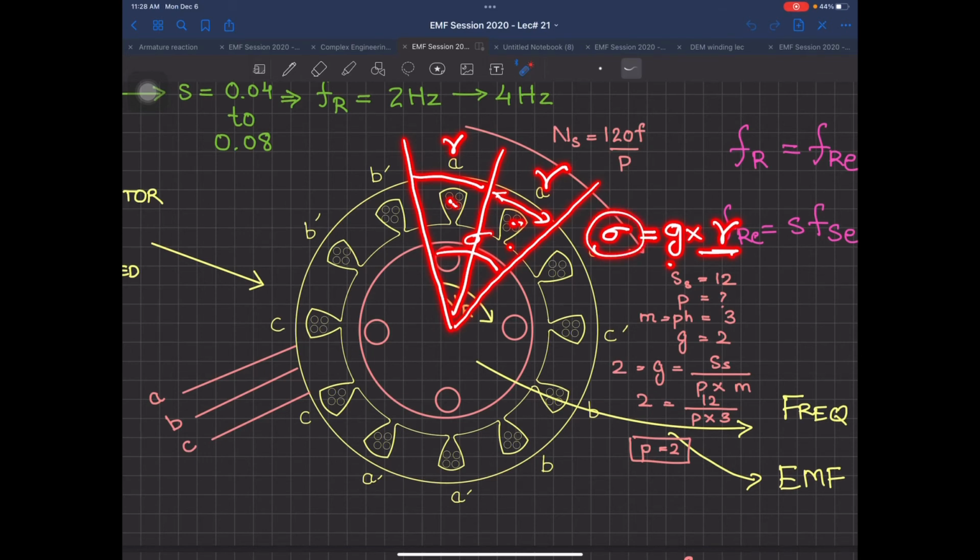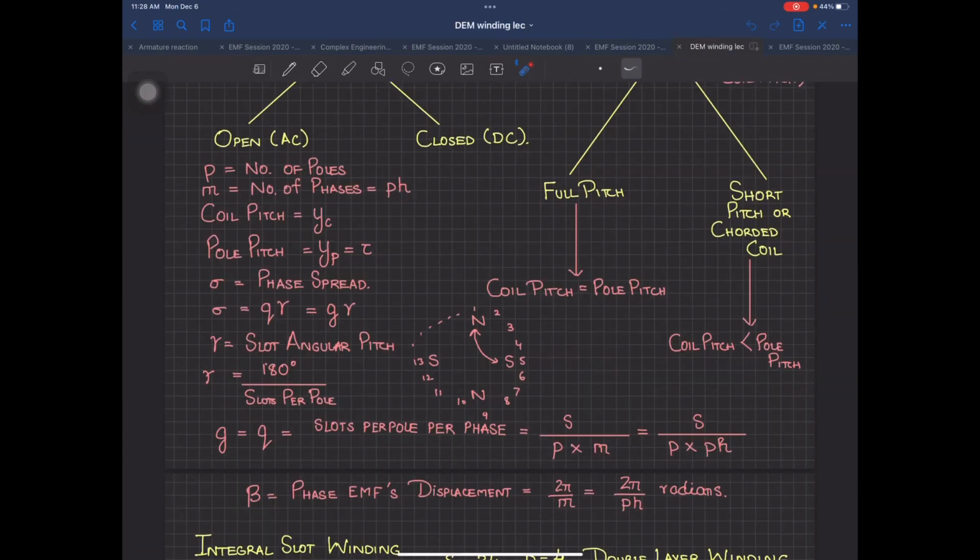So this is the phase spread over here, that is given as G gamma or Q gamma, because G and Q both are interchangeably used. So this is over here G gamma or Q gamma. Now these values of phase spread, this gamma, G, YP or T or M or P, these must be known to you before you are going to start a winding.